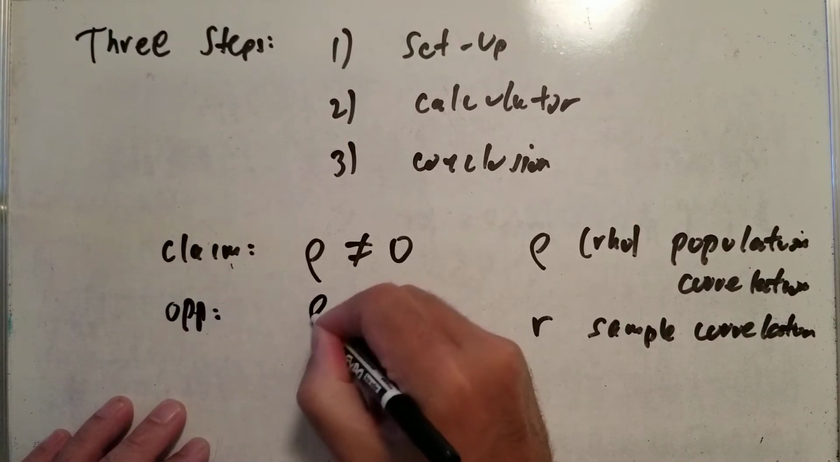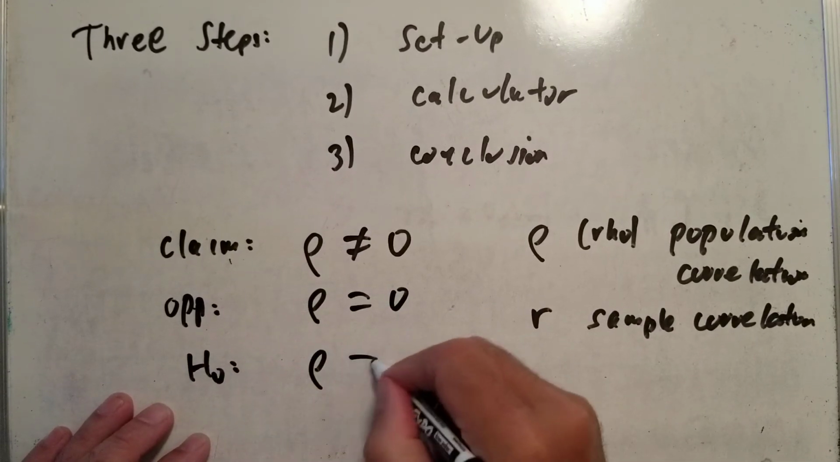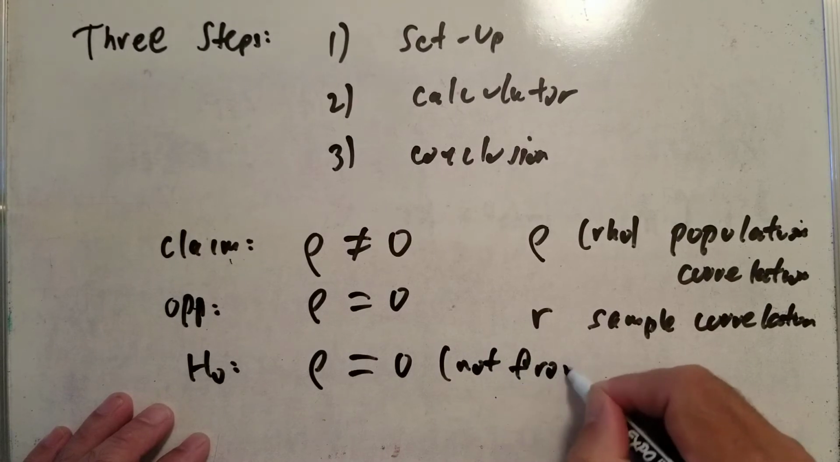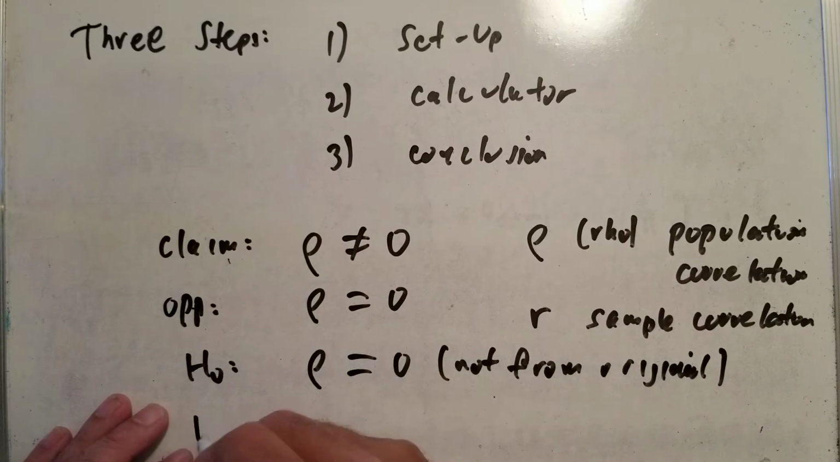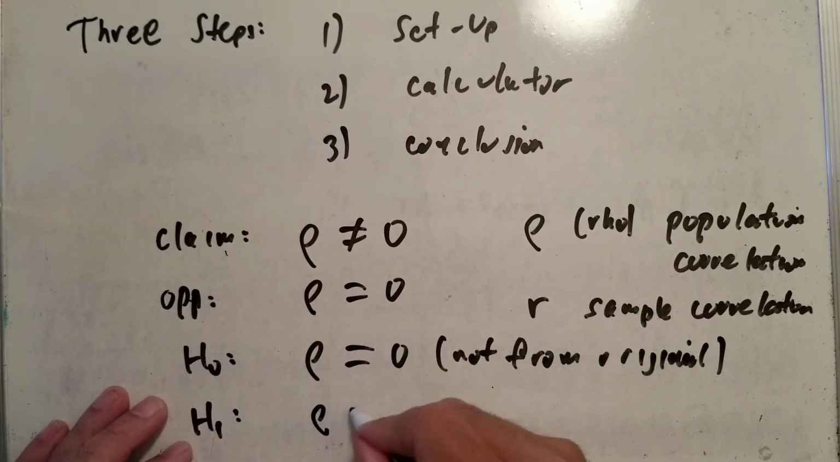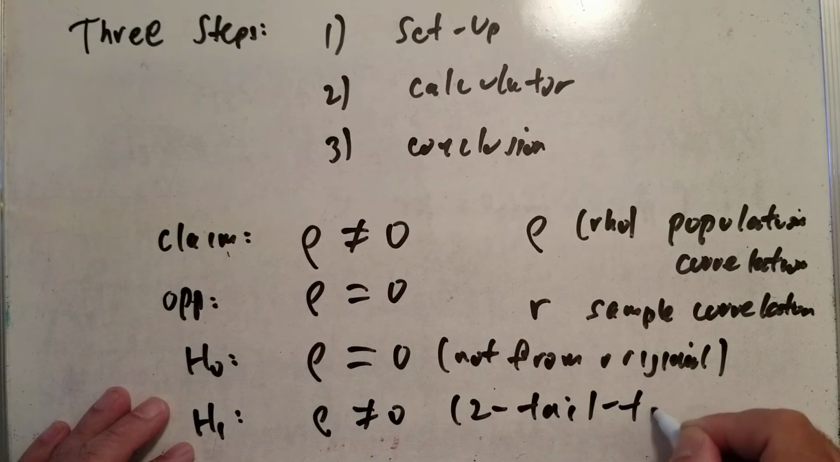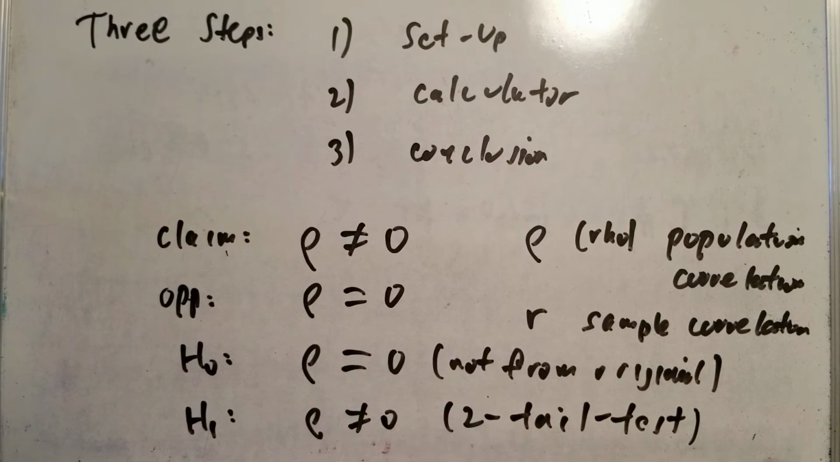The opposite, rho equals 0, is the null hypothesis, which is not from the original claim. And the alternate hypothesis is rho not equal to 0, which makes for a two-tail test. The setup is going to be the same. This is it for all of the correlation hypothesis tests.